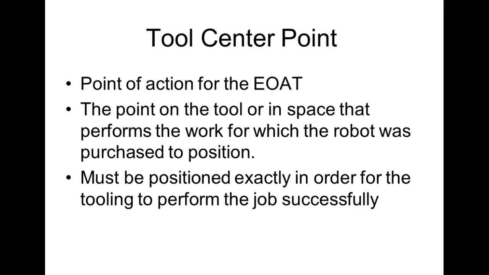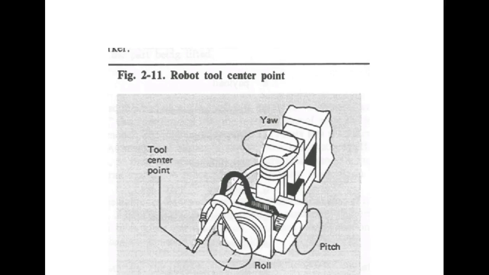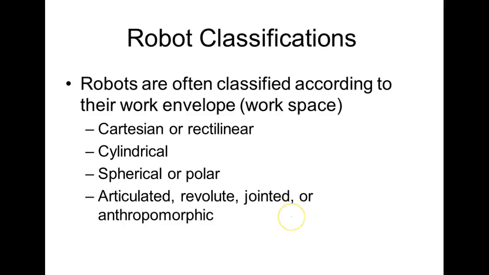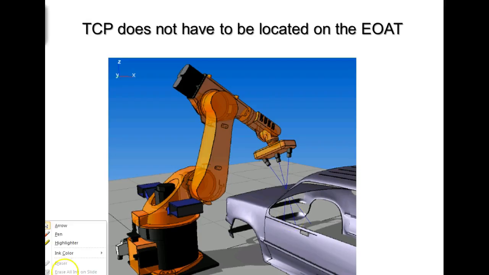Tool center point at the end of the tool. Point of action for the end of arm tool. So I almost messed up then. The tool center point does not have to be on the tool. The tool center point is what you're trying to position. So this right here, what would the tool center point be? Well, what I'm trying to position is this point right there. So the tool center point would not even be part of the tool.